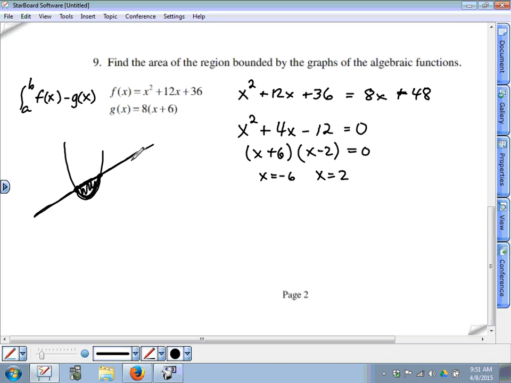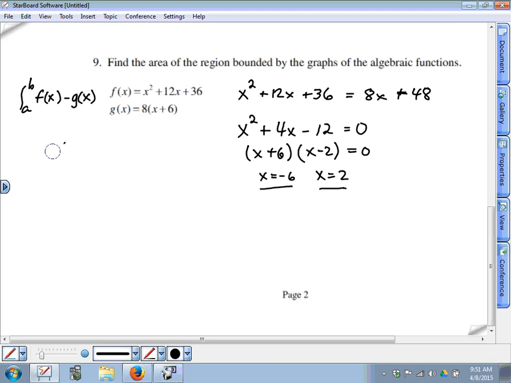We can assume, since it's a linear function going through a parabola, that the linear function would be the upper function. But you can't always just assume. So the best way is to check algebraically. If you choose a value for x in this bound between -6 and +2 and plug it into each function, you can figure out which one has the higher value. That means that's the upper function in that region.